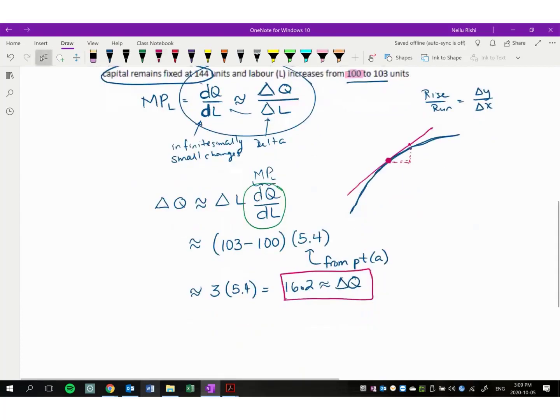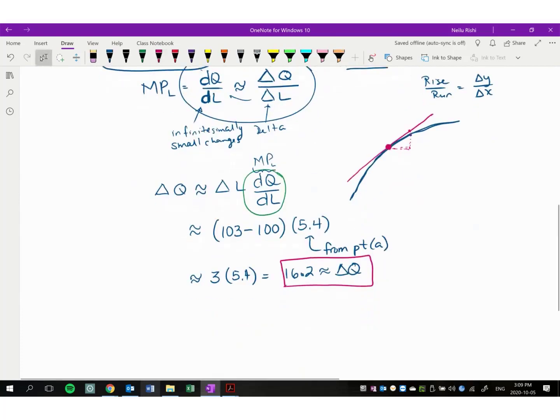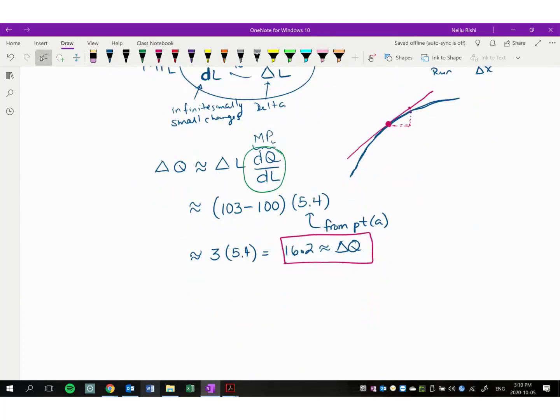That's right, Alex. 3 times 5.4. Now, if I was to compare that to what I would actually get, Q, when labor is equal to 100, if you put it in the actual function, you get 108 L to the power of half. What you would get is 1080.